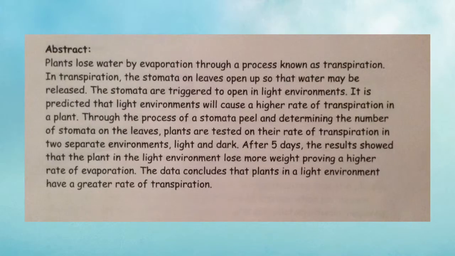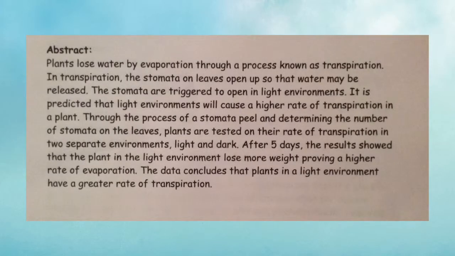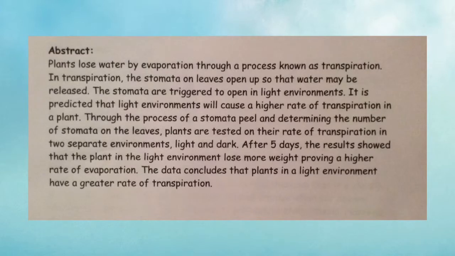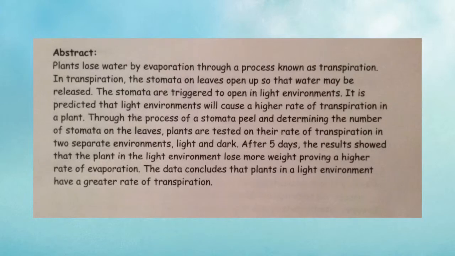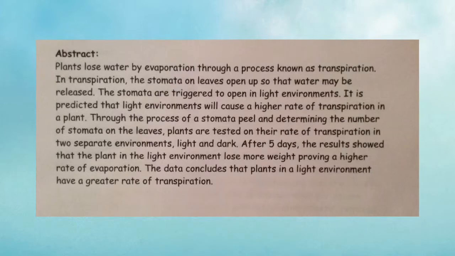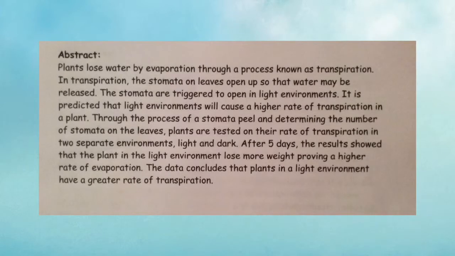Plants lose water by evaporation through a process known as transpiration. In transpiration, the stomata on leaves open up so that water may be released. The stomata are triggered to open in light environments. It is predicted that light environments will cause a higher rate of transpiration in a plant.